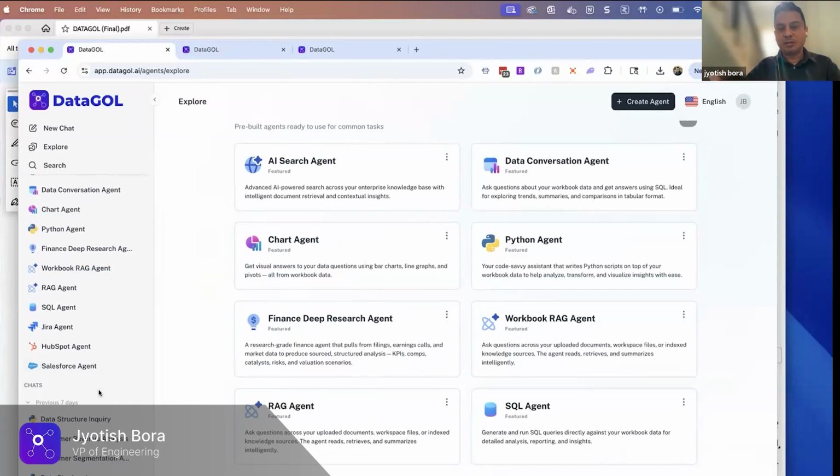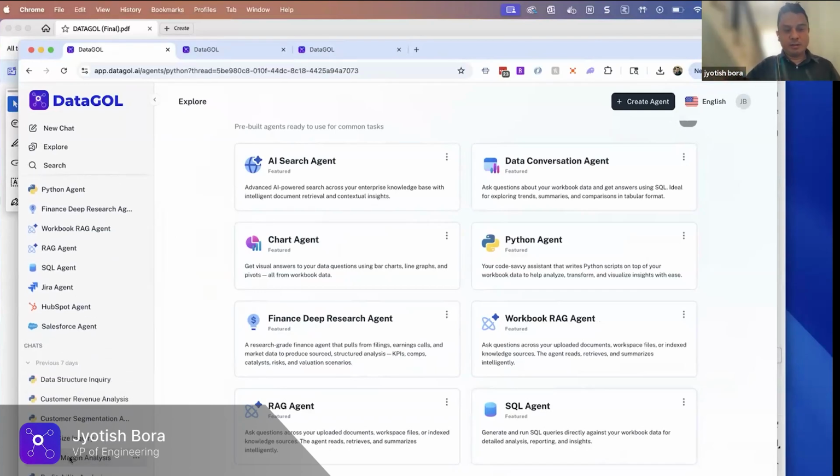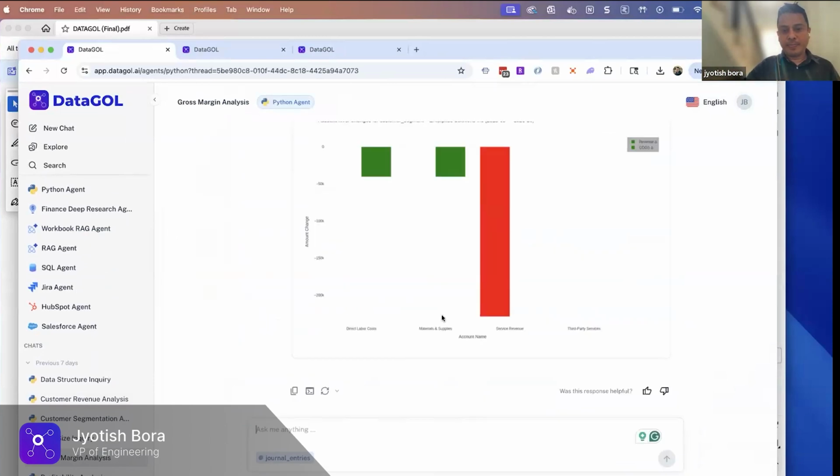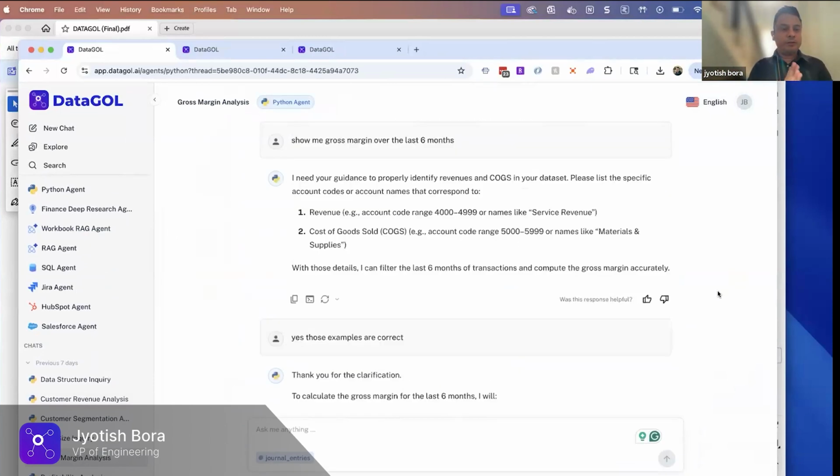Customers are using the data science agent to get more insight into their data. I'm going to go through one of the threads. So this is one of the threads where a customer is probing the data that's coming out of NetSuite.